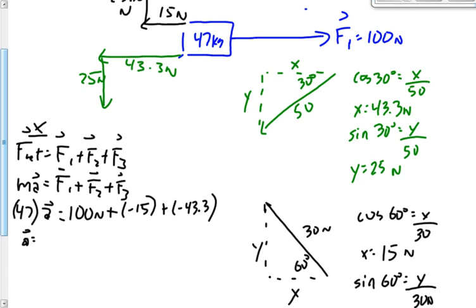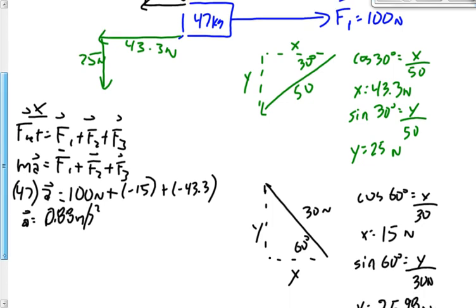How does that give me? 0.88. Okay, thank you. 0.88 meters per second squared. Now that's not my acceleration. That's the x component of my acceleration. Let's do the same thing for the y component and see what we get for that.